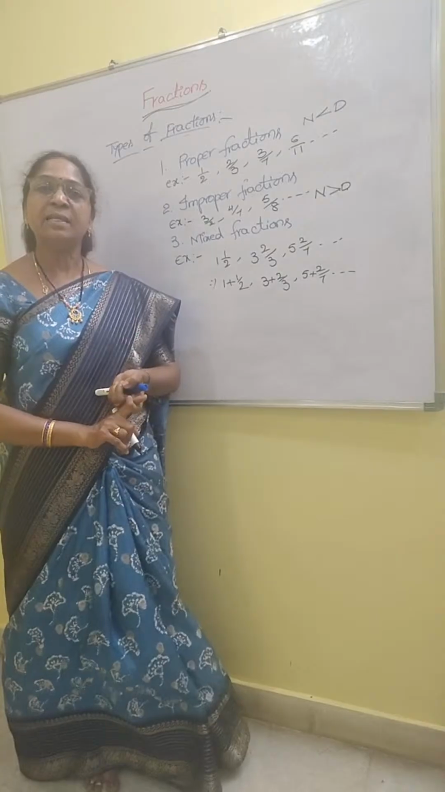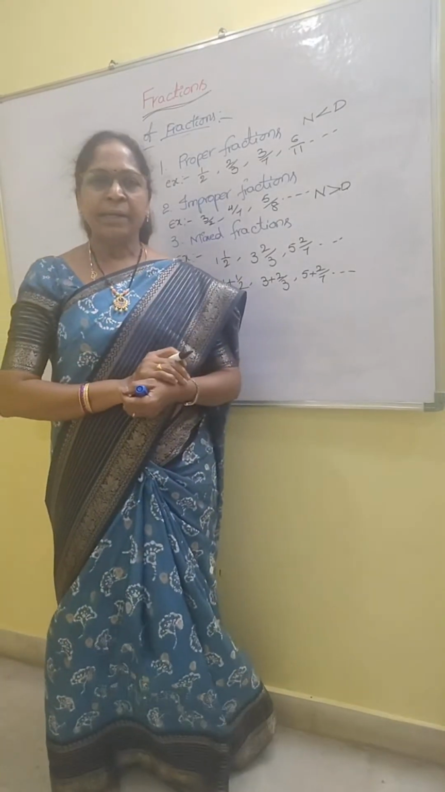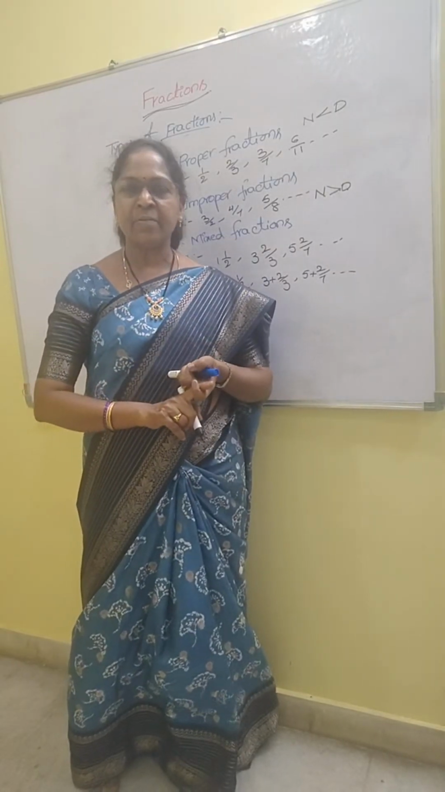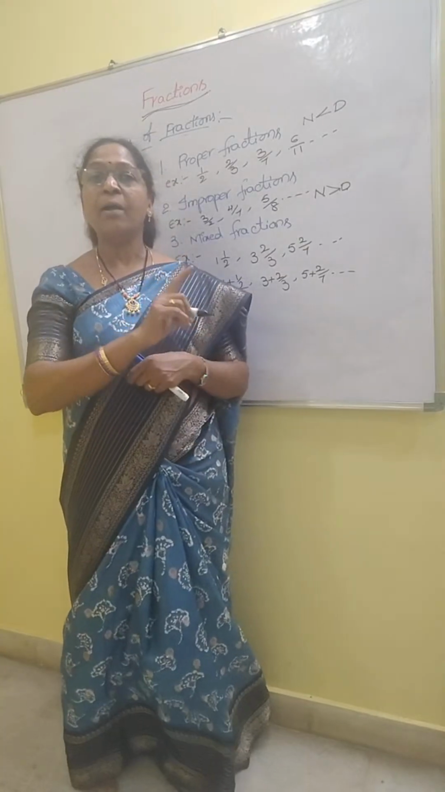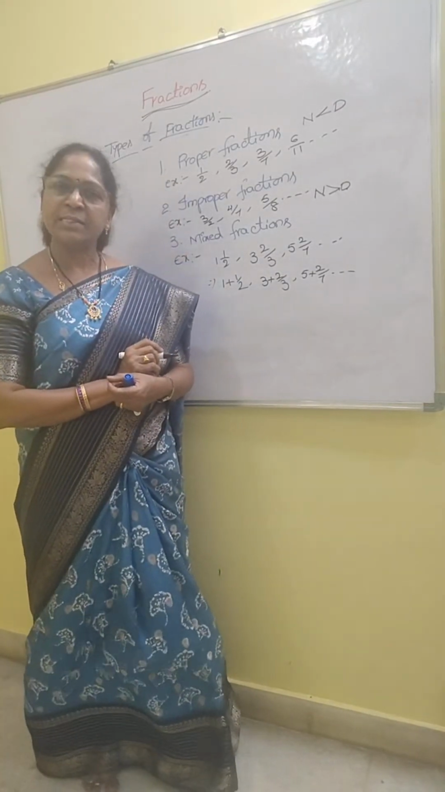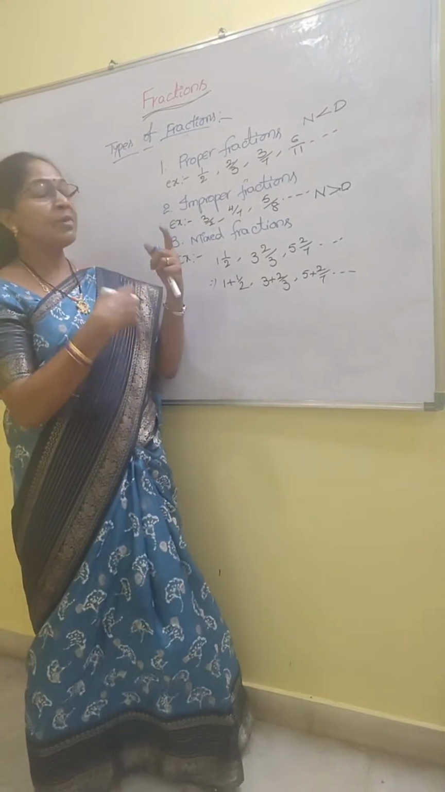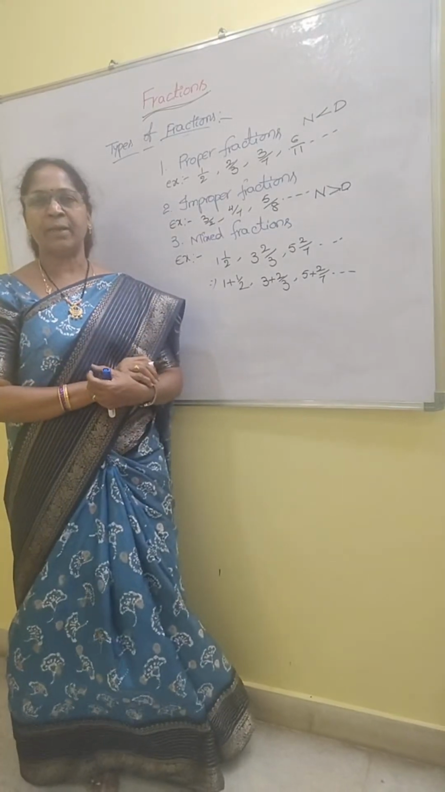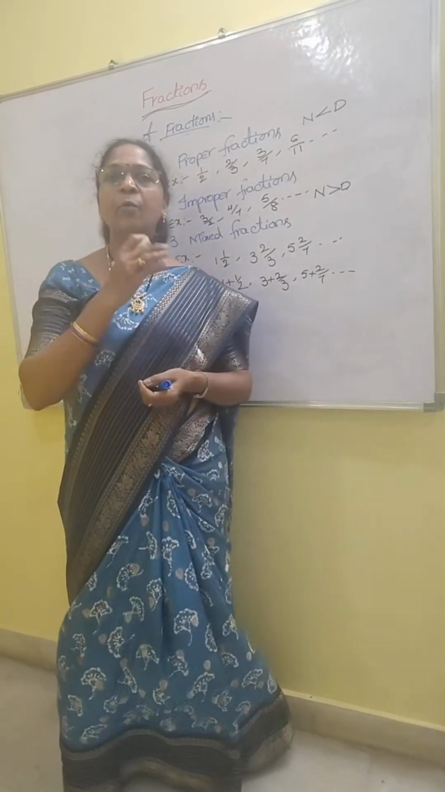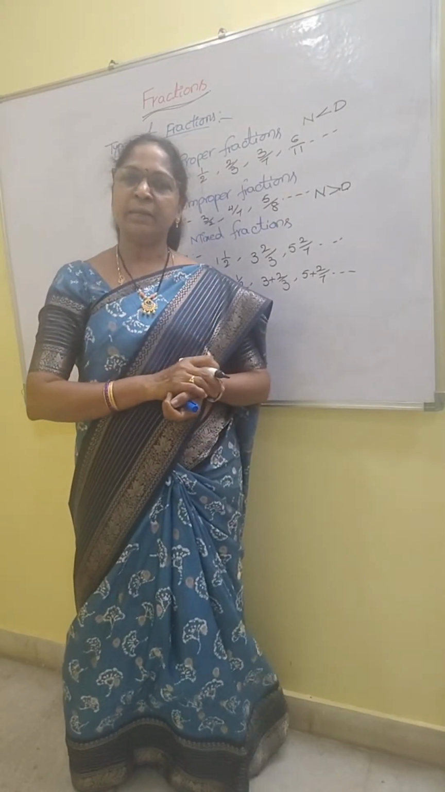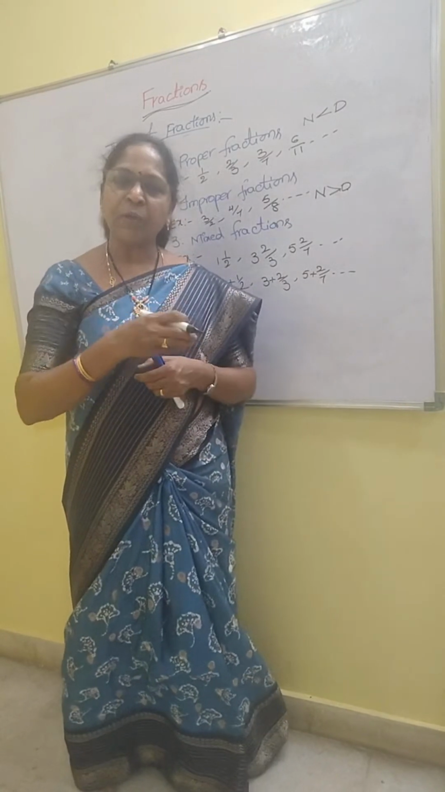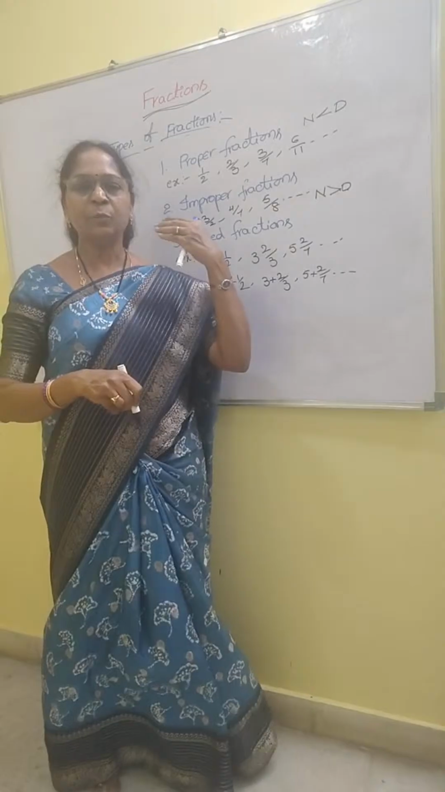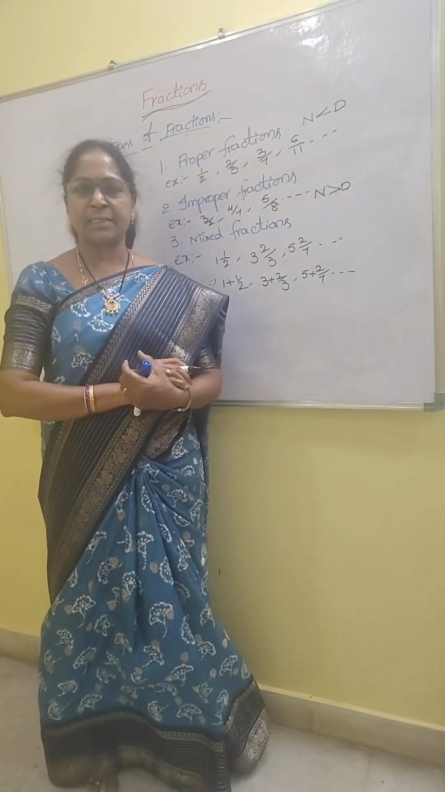So fraction is nothing but, we will just revise. Recall what we have learned here. What is a fraction? A fraction is a part of a whole. And a fraction can be represented as the numerator value by the denominator value, for example 3 by 5, or 1 by 3, or 10 by 3. Any number represented like this, in numerator and denominator form, we call a fraction.